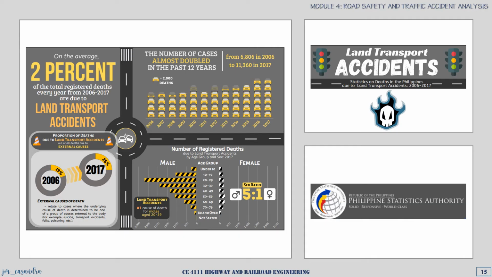So we need to revisit the laws concerning road safety, the design of the road concerning road safety. Okay? And then, if we are going to look at the population of accidents in terms of gender, we could see that there is a higher percentage of deaths in terms of the males compared to the females. So there's a 5:1 ratio with regards to deaths due to accidents or road accidents. And based on the statistics, for males aged 20 to 29, it is the number one cause of death. Okay.